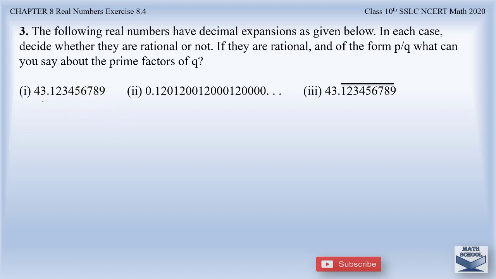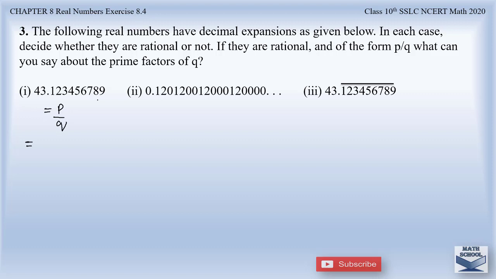Now coming to our first question, which is 43.123456789. We can notice that there are no dots after 9 like in question number 2. So we can say that this is a terminating decimal expansion. Therefore, this number can be a rational number of the form p by q. Since it is a terminating decimal expansion, it is of the form p by q.